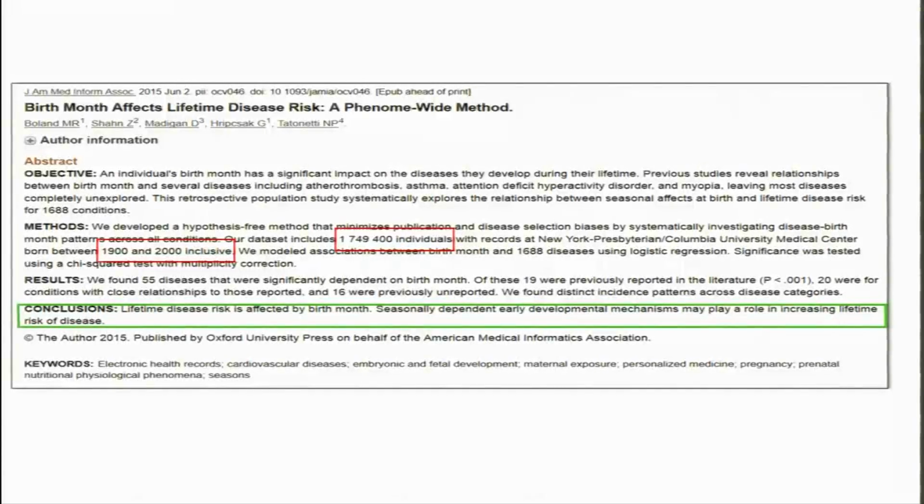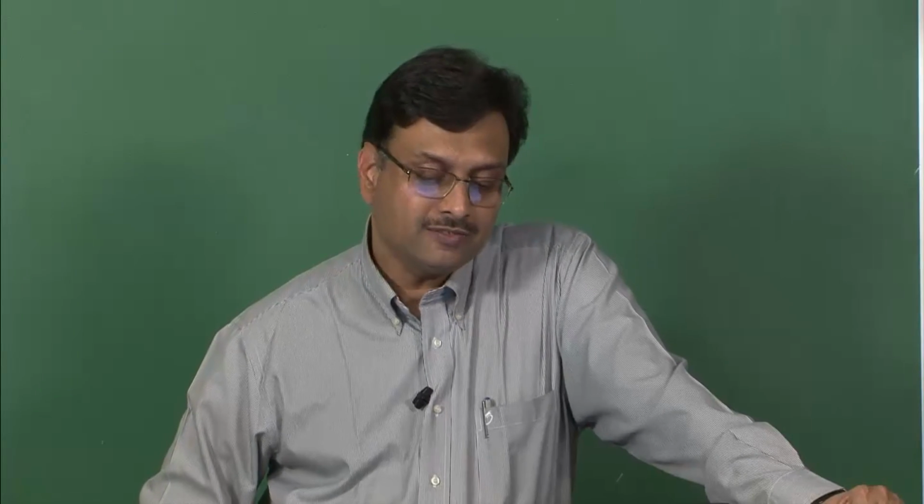Seasonally dependent early development mechanisms may play a role in increasing lifetime risk. What they say is that in New York, or in most of the cities in India also, you have seasonal variations. January could be cold, April and May may be very hot, then it becomes humid, and certain months have flowers blooming, pollen coming, or a lot of dust. So it depends on when you are young, you are exposed to different kinds of environment. When you are just born, that possibly made some difference in your physiology, which is now called epigenetics, which could possibly give you a higher risk of developing a disease, or a kind of protection, we don't know. So this kind of study can really help us come up with very good hypotheses.